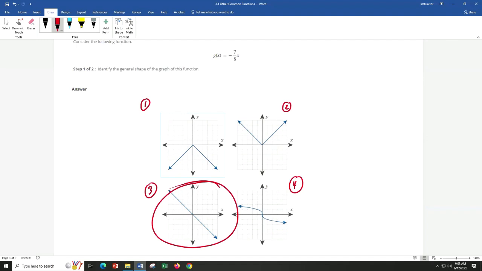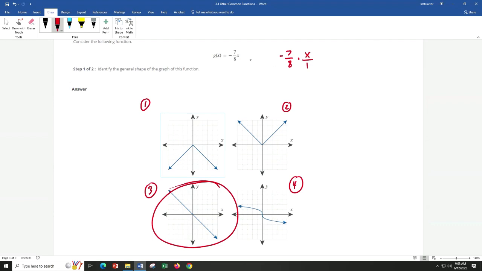Okay, look at how it's written. First off, remember what you're seeing up here. Let me show you mathematically. You're seeing negative 7/8 times x to the power of 1. That x is not in the denominator, and so therefore, you don't have any sort of weird things happening right now.